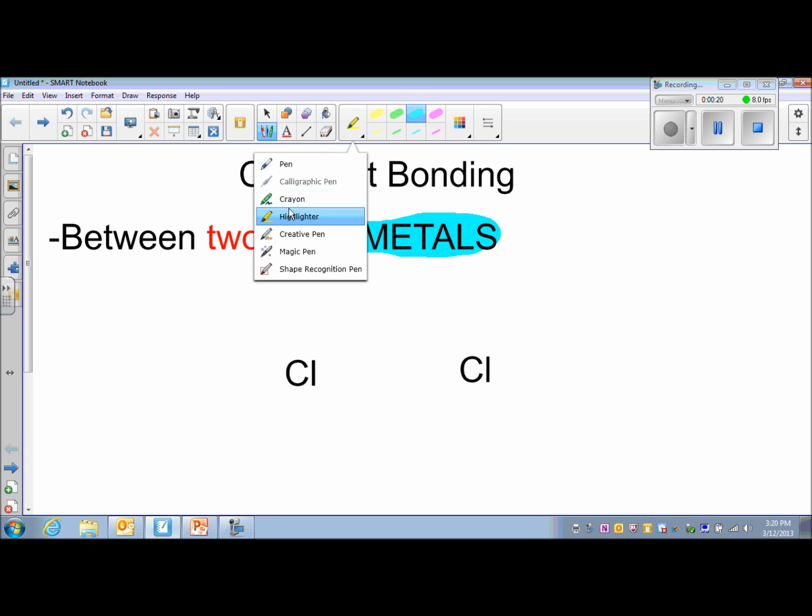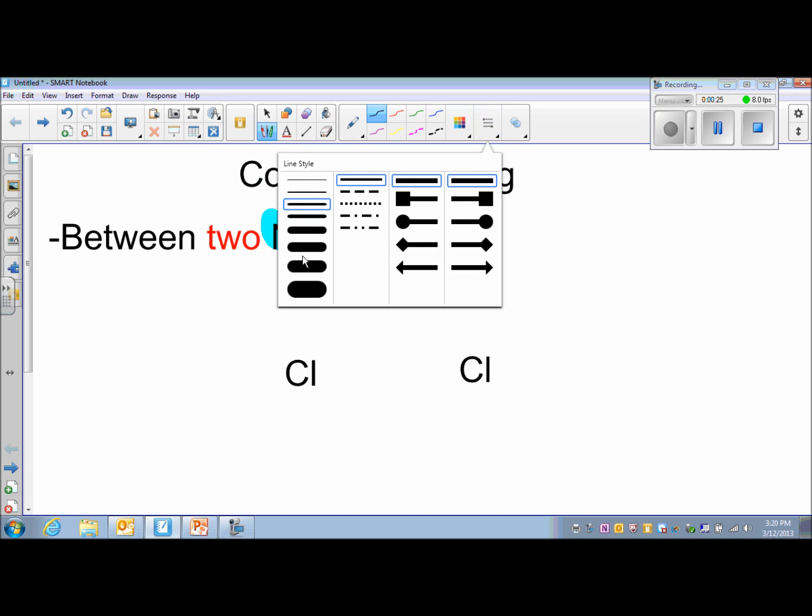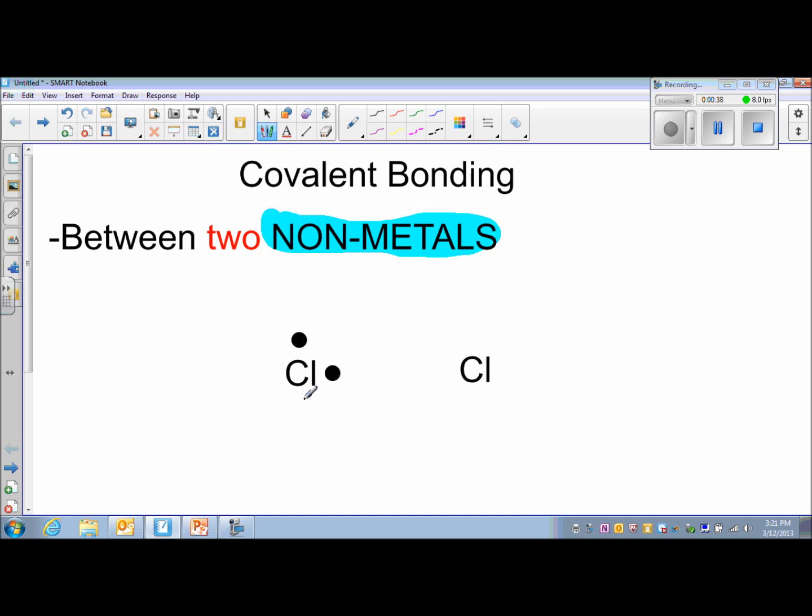So the first thing that you need to do, just like with ionic bonding, is that you first need to draw your Lewis dot structure for both elements. So for chlorine, if I look at my periodic table, it's in group 7, which means it's going to have 7 valence electrons. So if you remember when doing Lewis dot, you need to go in a circle. You can only put one dot on each side at a time, and each side can have the most of 2 dots. So right now I have 1, 2, 3, 4, 5, 6, and then this is my 7th.